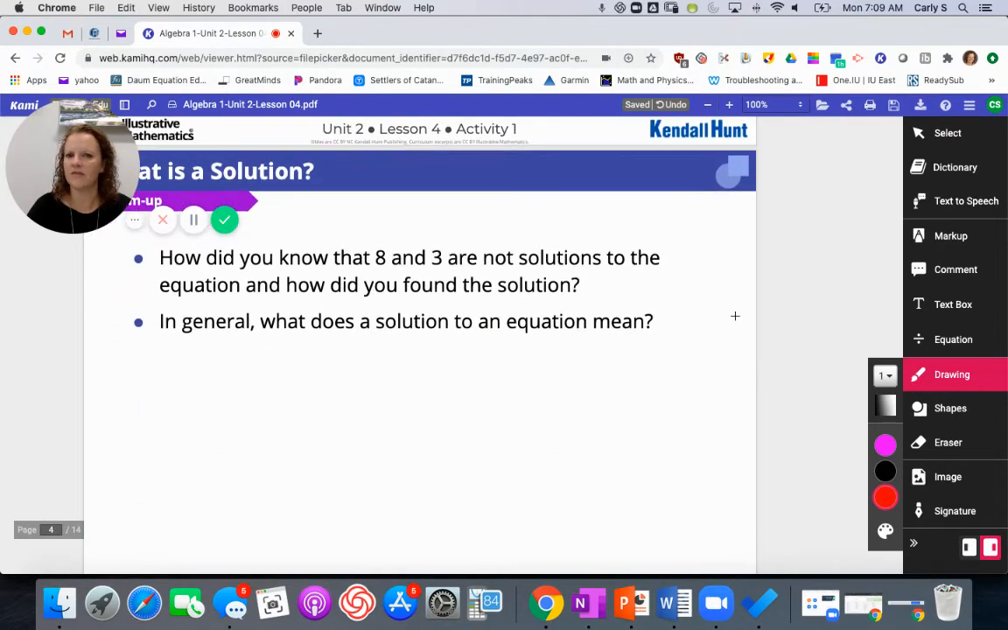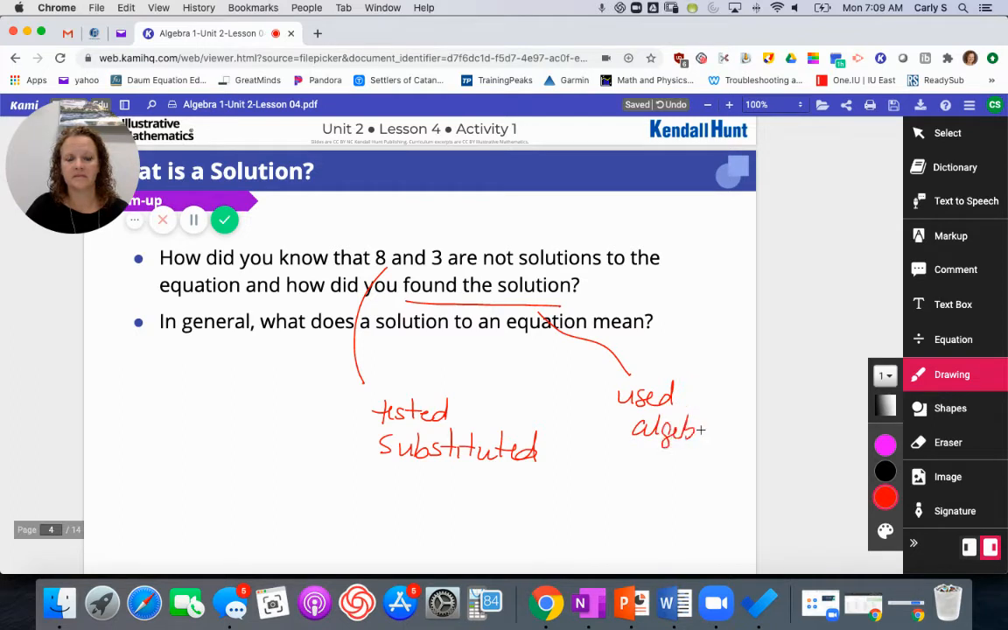How did you know that 8 and 3 are not solutions to the equation? Well, I tested it. I substituted. How did you find the solution? I used my algebra skills, which we learned in pre-algebra. I would say that I isolated C. I solved for C. Those are all words that we're using.